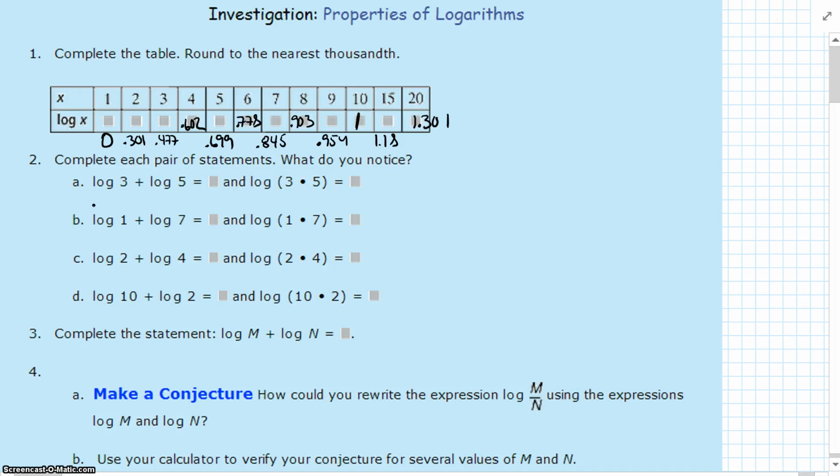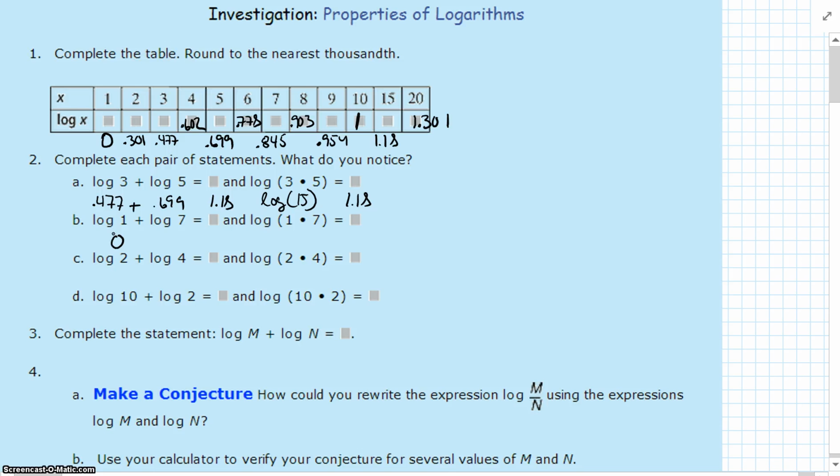The log of 3, which is 0.477, plus the log of 5, which is 0.699, would give us 1.18. And what is the log of 3 times 5? Well, it would be the log of 15, right? What's the log of 15? 1.18.